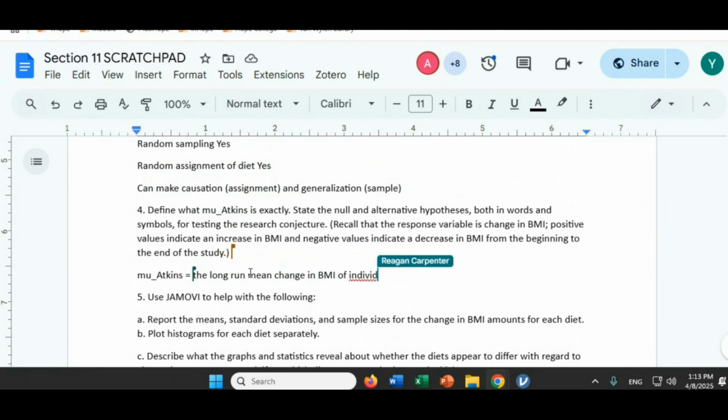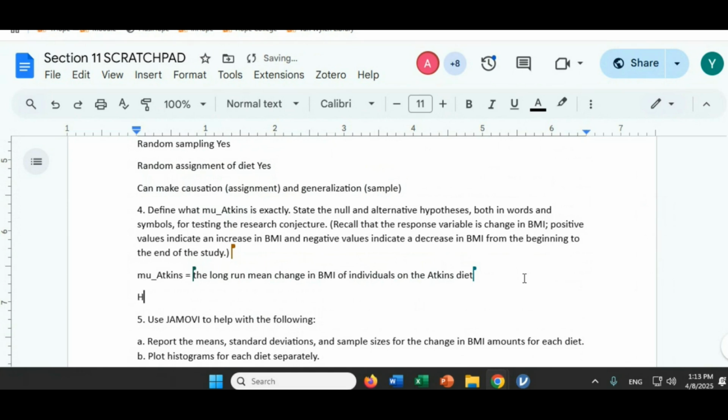That was the response. So it's basically the response variable here. The long run mean change in BMI of individuals on the Atkins side. Very good. And of course, the others will be the same. Now, what is the null hypothesis? Can you give it to me in symbols first?